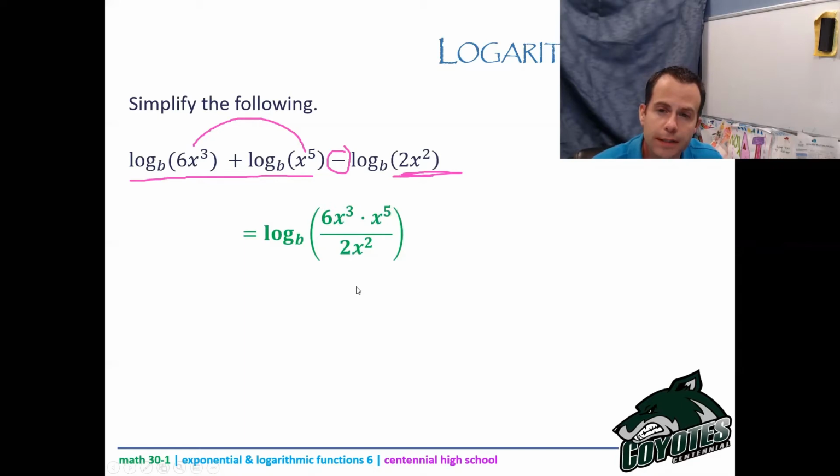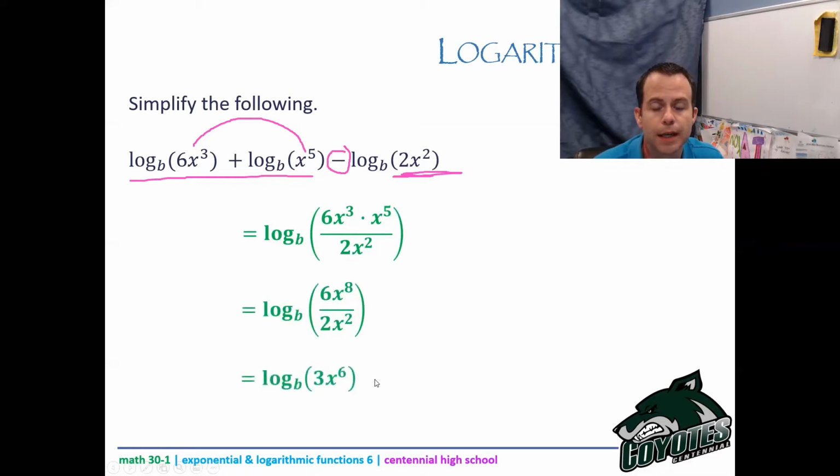I'm going to clean this up. 6 over 2 will give me 3, and x to the 3 times x to the 5 is x to the 8 over x to the 2 will give me x to the 6. So final answer, log base b of 3x to the 6. You always want to show the log laws, but then also simplify as much as possible.